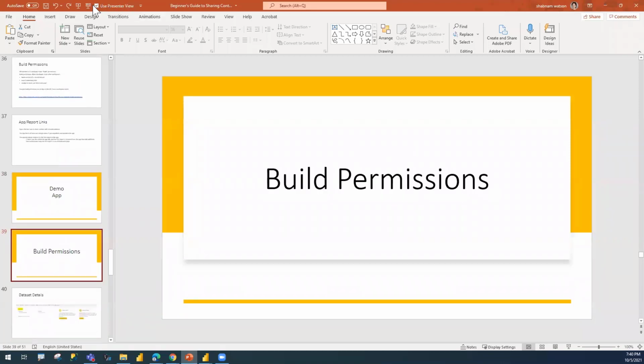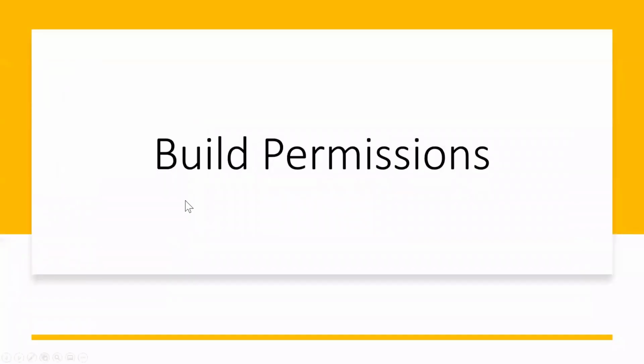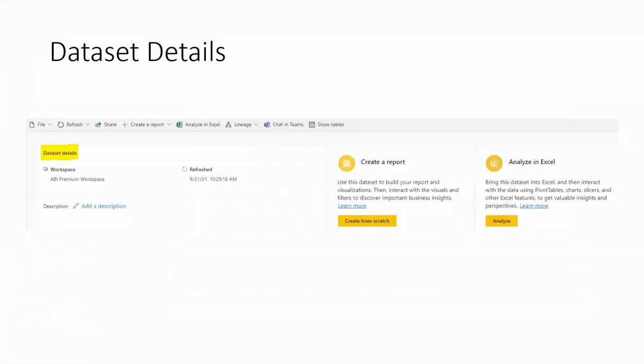Now let me go back here. So the build permissions, okay. Each workspace can only have 1 app with it, which is kind of limiting, right? Because sometimes people have 2 sets of audiences and they want to separate them out. They want to give them still an app, but they want them to have different views. It's not necessarily for security. So let's see how that works.